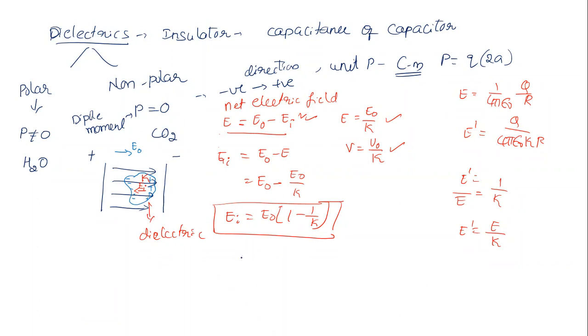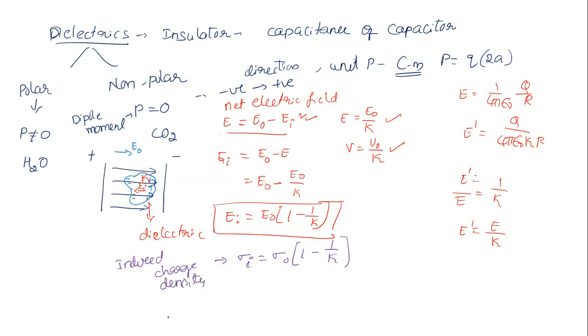The induced charge density, sigma I, is equal to sigma naught multiplied by (1 minus 1 by K). This is the induced charge density.